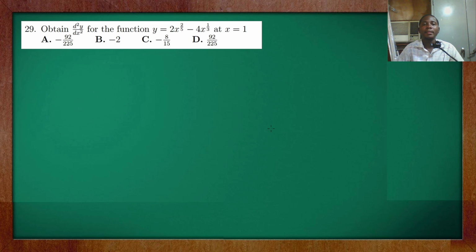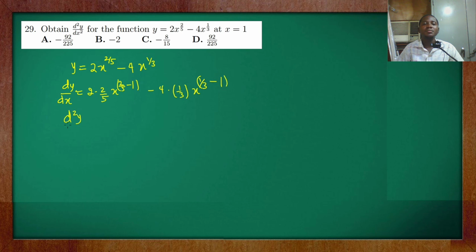at x equals 1. Now here you have our y to be equal to 2x raised to the power of 2 over 5 minus 4x raised to the power 1 over 3. So what is my dy dx? My dy dx is just simply 2 multiplied by 2 over 5 multiplied by x raised to the power 2 over 5 minus 1, then minus 4 multiplied by 1 over 3 multiplied by x raised to the power 1 over 3 minus 1.